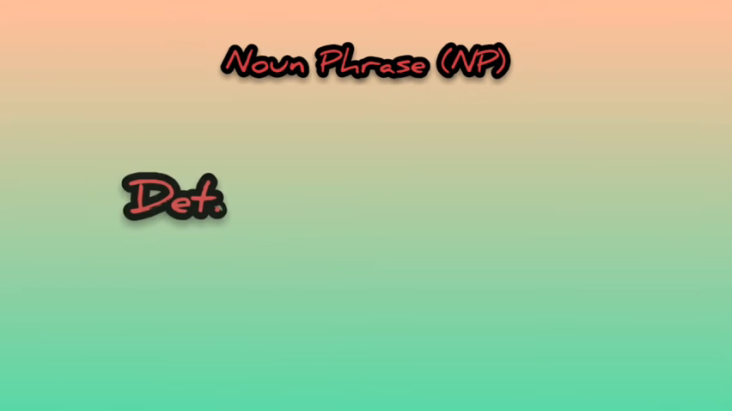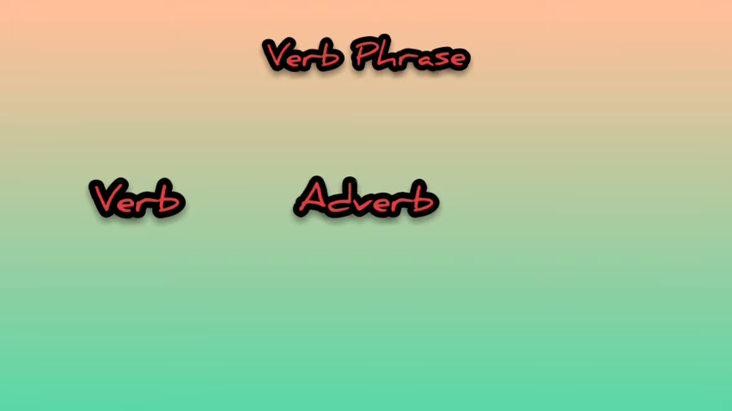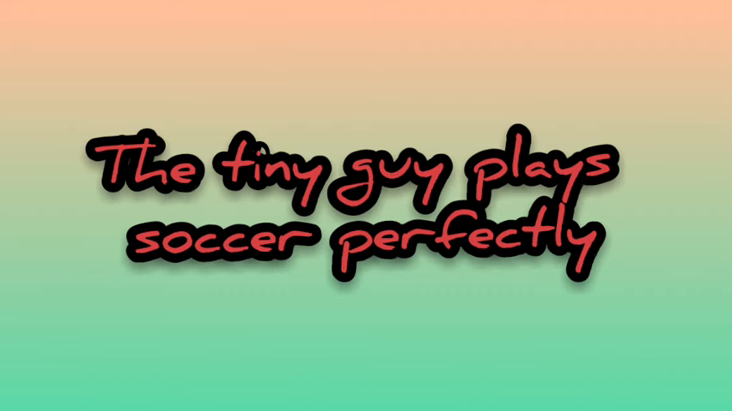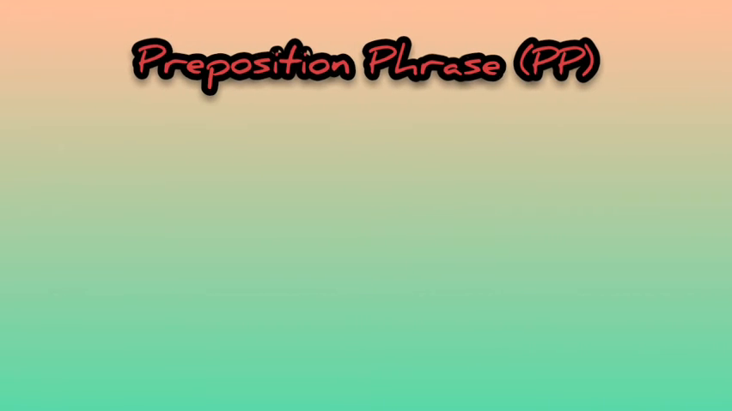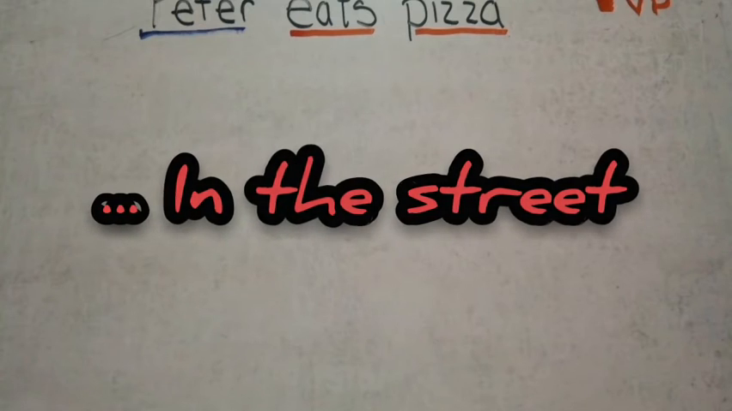Now we have to know that a noun phrase consists of a determiner, an adjective, and obviously a noun. An example could be the tiny guy. Then we have verb phrase that consists of a verb, an adverb, and a noun phrase. Example could be the tiny guy plays soccer perfectly. And finally, we have the preposition phrase that consists of a preposition and a noun phrase only. Example could be in the street.